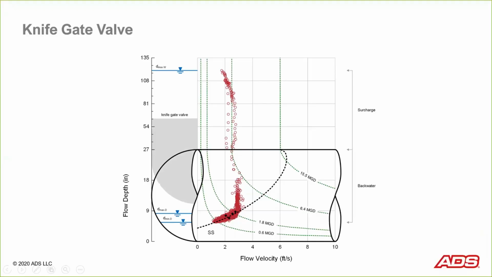Now, this spot here, above 18 inches, where the data starts to follow this ISO-Q line again, you'll notice that's about the same point where this knife gate starts to close in completely on the cross-section of pipe. So everything above here in the pipe is impacted by the knife gate.